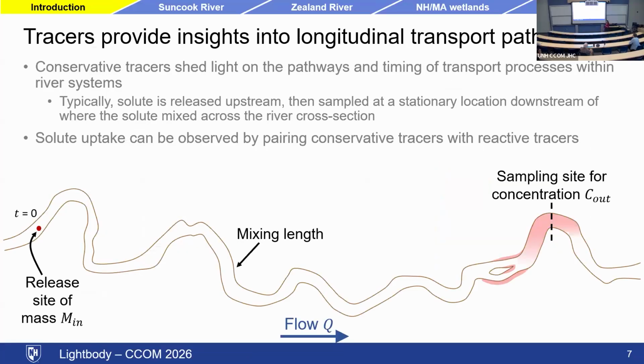If we sample as that cloud passes us, we see that the concentration increases and then decreases, and there may be a very long tail due to the fact that some of those solute molecules get stuck in longer flow paths. And importantly, if we understand how this conservative tracer moves, then we can understand how reactive substances move, and therefore we can disentangle, we can deconvolve the reactivity from their transport.